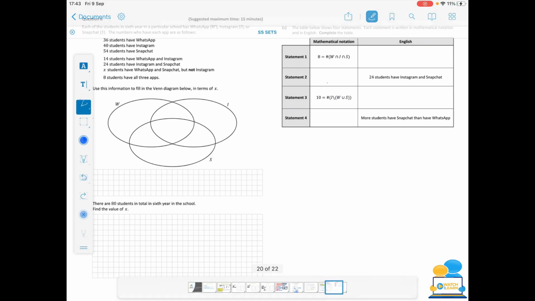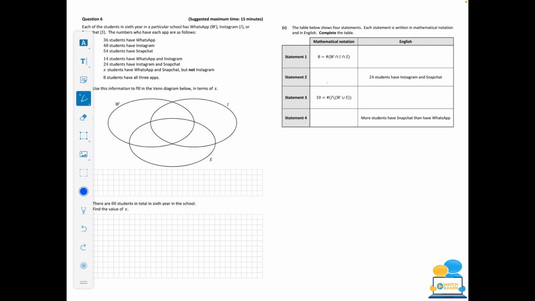So, first thing we're going to fill in, as always, is our intersection. So 8 students have all 3 apps, nice and easy to fill in there. Now we're going to fill in our x as well. So x students have WhatsApp and Snapchat but not Instagram. So those x students are going to go in there.